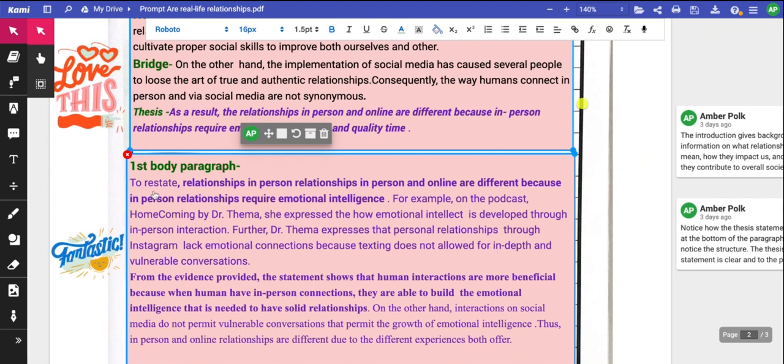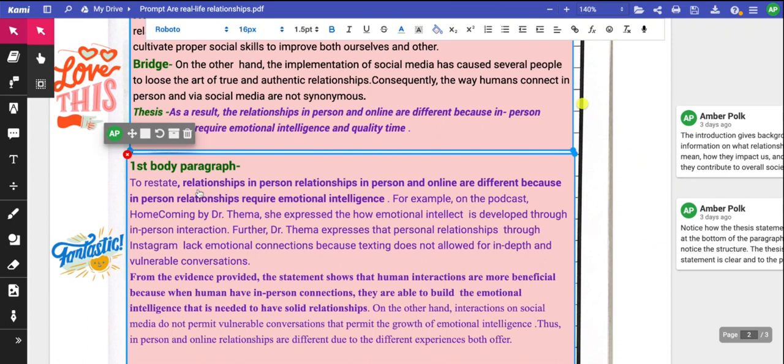First body paragraph, you're going to always restate that claim. Now, on your sheet of paper that you do have on the side of you, there is a list of transitional phrases at the bottom of the document. Use this to help you transition from paragraph to paragraph.